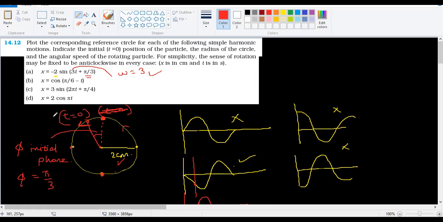Okay, so similarly, I want you to do this as homework, double check your answers. I have already given you all the methods here. If you want cos, it will be starting from the extreme position. If it is sine, you have to start from either here or here.